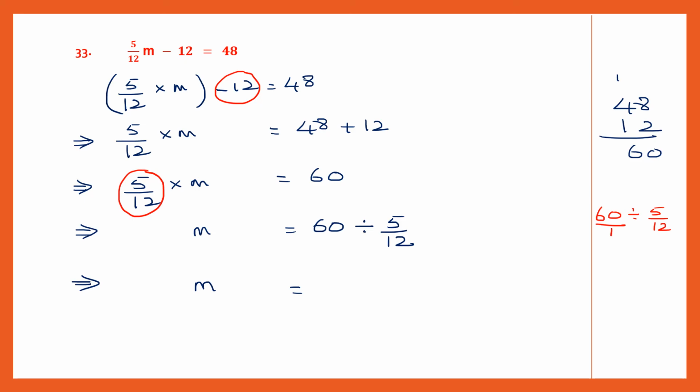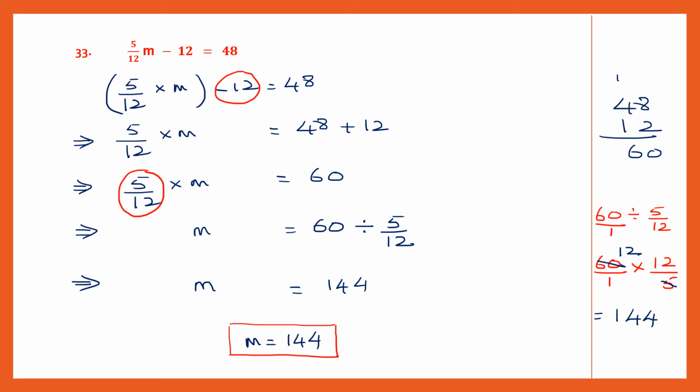60 by 1. So now let's write this. 60 by 1. Division becomes multiplication. 5 by 12 becomes 12 by 5. Now I can cancel. 5 12s are 60. Now I need to multiply 12 into 12. 12 12s are 144. So I have solved that. I have found the value of m to be 144. So our final answer is m is equal to 144. So that was our last sum in this exercise.